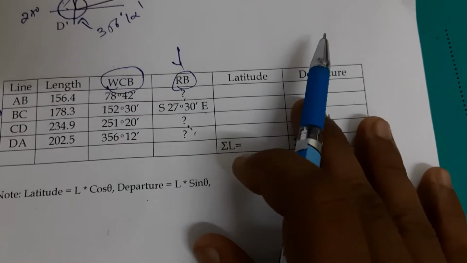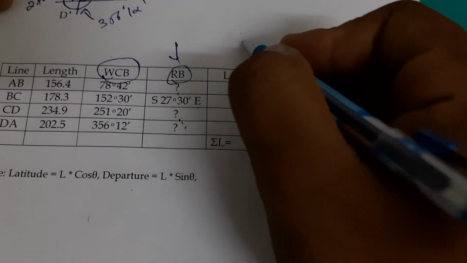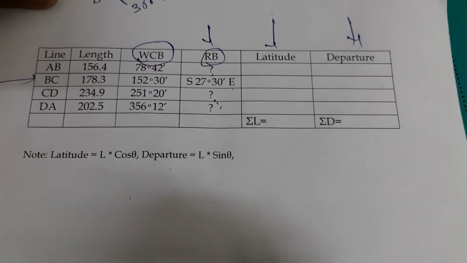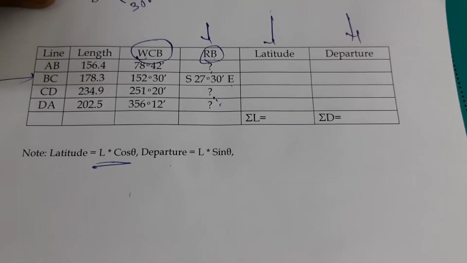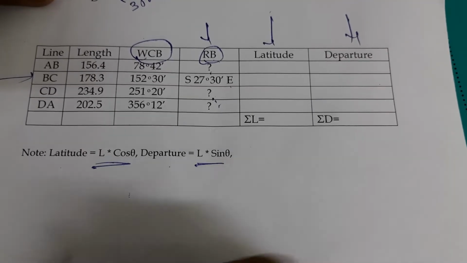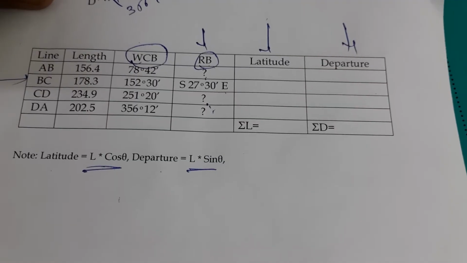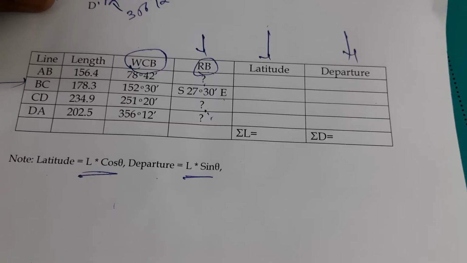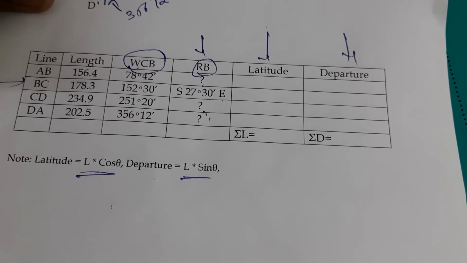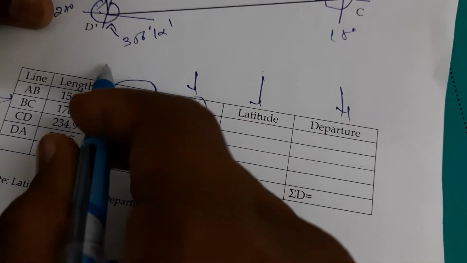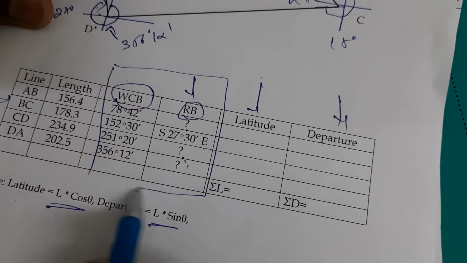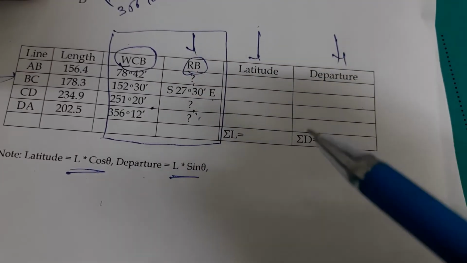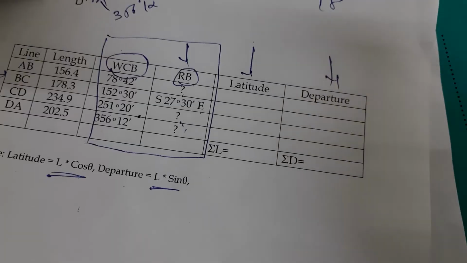Here also we need to find the latitude and the departure. For that the equations are used: latitude is equal to L cos theta and departure is equal to L sin theta. The equation is given to you, but we need to put the sign, positive or negative, based on the bearing. Only based on this bearing can you put a positive or a negative sign.